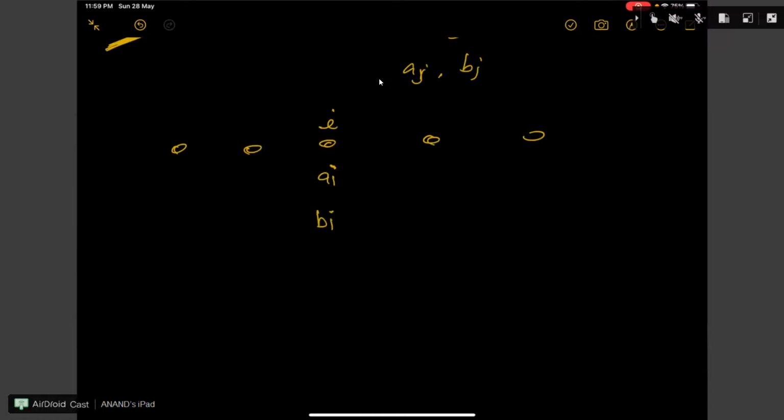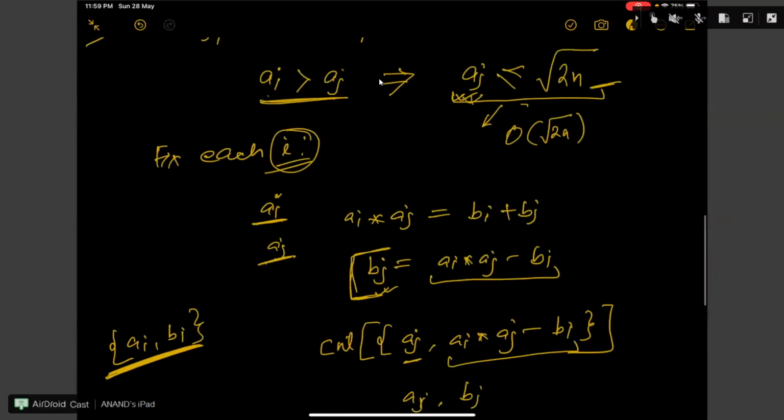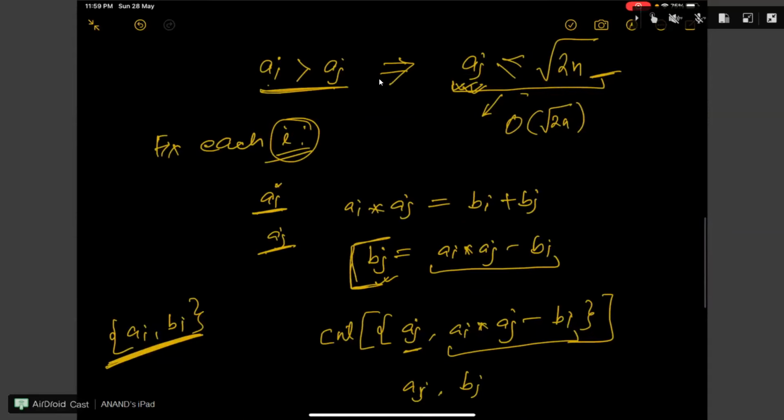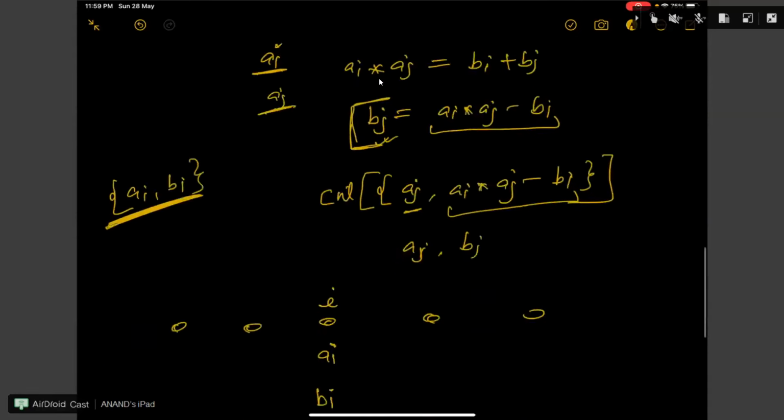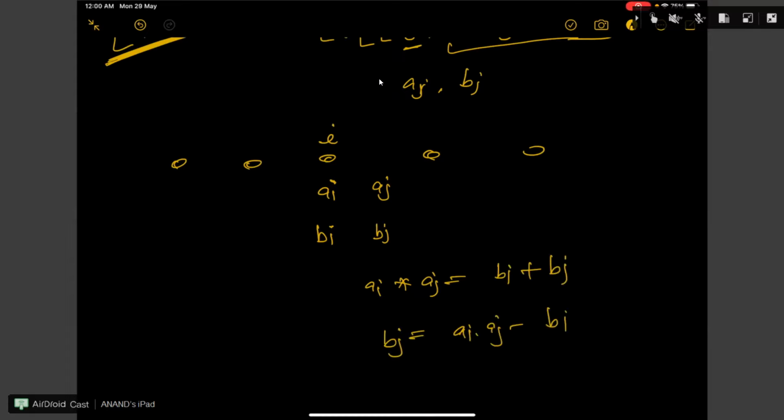Now you iterate over all the possible values of AJ. You know that there are only these many values of AJ, so you iterate over the values of AJ from 1 to square root of 2n. If AI and AJ both are fixed, then BJ is also fixed. How? Because you have to satisfy the constraint AI into AJ equal to BI plus BJ. So BJ is nothing but AI into AJ minus BI. Since you have fixed all of these, your BJ is also fixed.